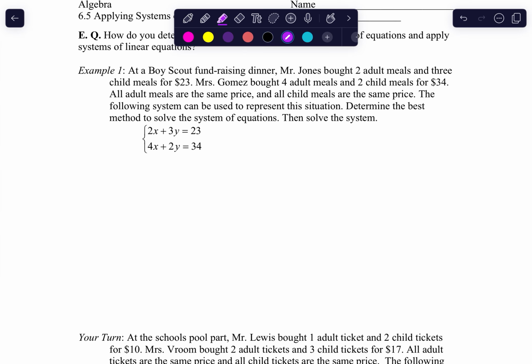So they're talking about 2 different people. The first person they're talking about is Mr. Jones. That's where his equation comes from. The second person they're talking about is Mrs. Gomez, and that's where her equation comes from. So let's see what they let x and y represent here, because that's something they did not do a very good job of telling us.